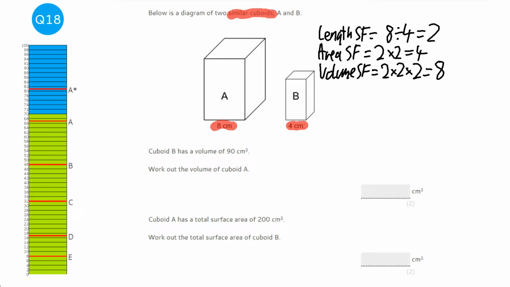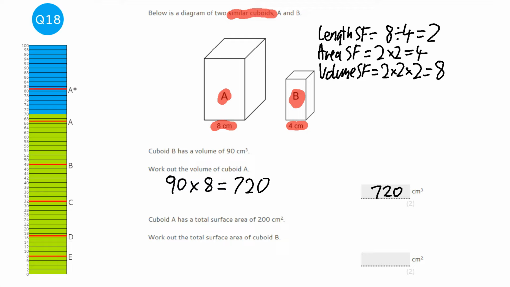So when we're looking at answering this question, we're thinking, right, cuboid B is 90. What is cuboid A going to be? So it's obviously going to be bigger, so what I want to do is 90 times the volume scale factor, which is 8. Now 9 times 8 is 72, so 90 times 8 is 720.